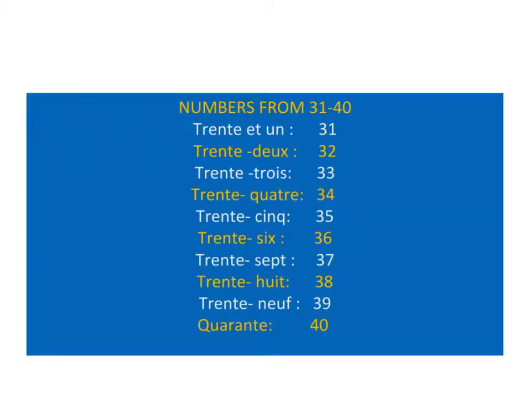This page we have 31 to 40. 31, it's the same formula. The first one, you must put an "et" between 30 and 1. 31, 32, 33, 34, 35, 36, 37, 38, 39, 40. 40 is quarante.